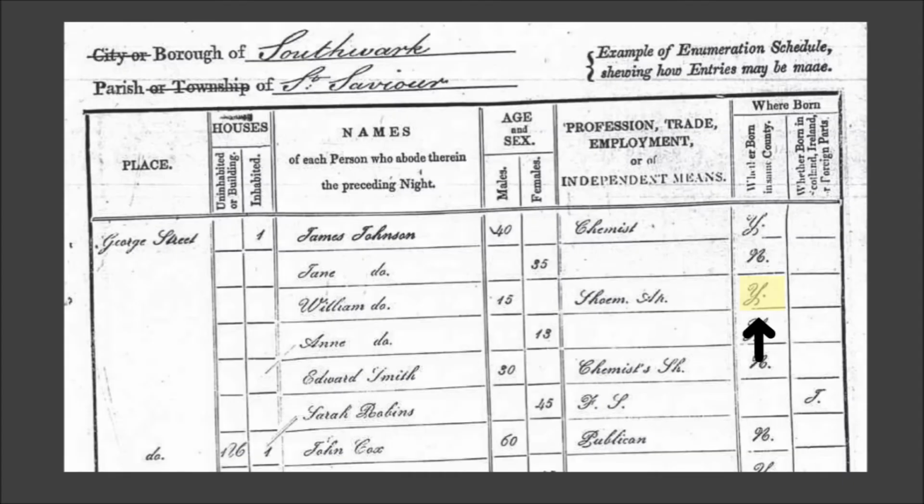If a person was born in a county, then a Y is entered in the born in the county column, otherwise an N is entered. If a person was born outside of England, then the born in the county column is left blank, and SI or F for Ireland, Scotland or foreign is entered into the next column.